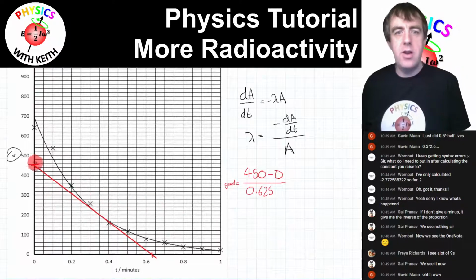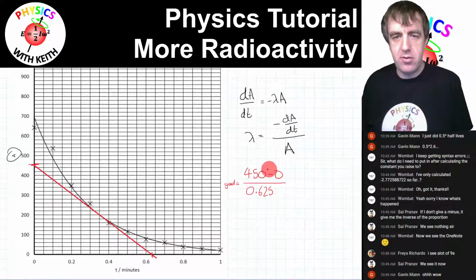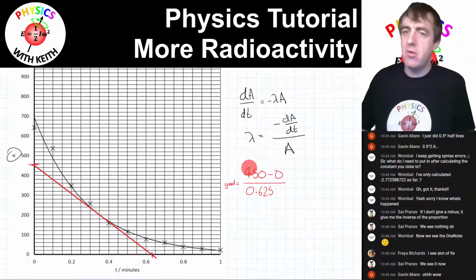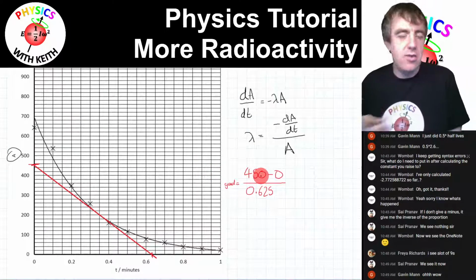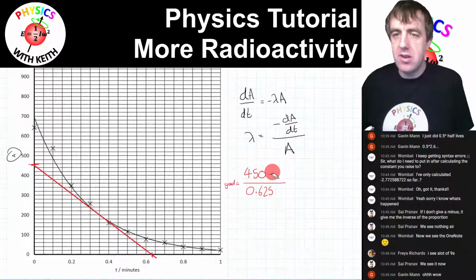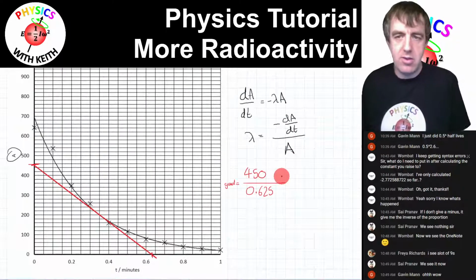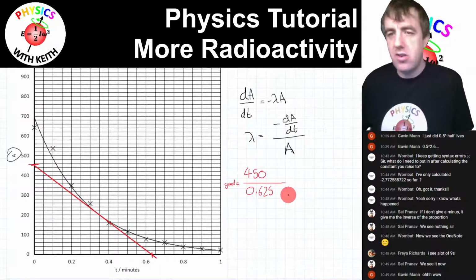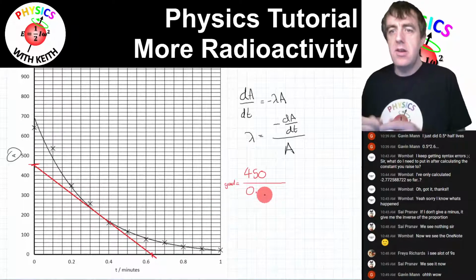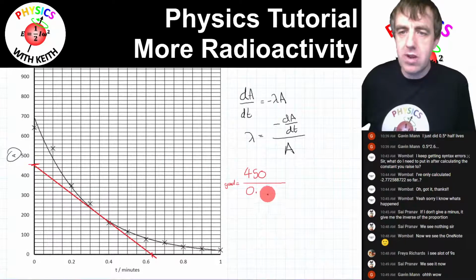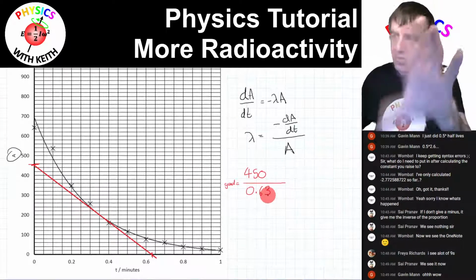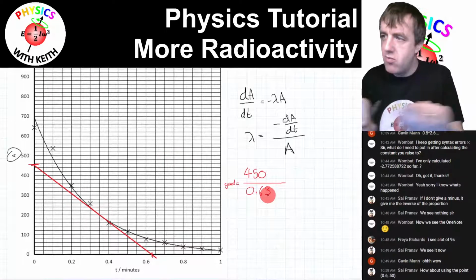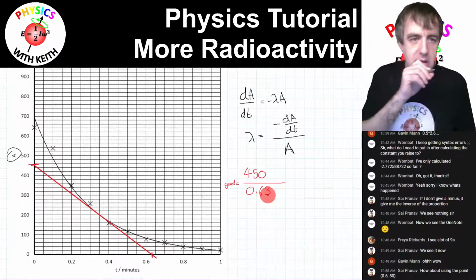Of course, the initial number, I've got this back to front, of course. The final number is 0. The initial number is 450, so that should be negative. But I'm not bothered. I know the gradient is going to be negative anyway when I put it into this equation, so I'm not bothered about that. 0.625. Probably a little bit more than that. Let's go with 0.63. It's an approximation. I'm trying to read off a scale which is a little bit big from a screen rather than a piece of paper, so I can't get a ruler and linearly interpolate.